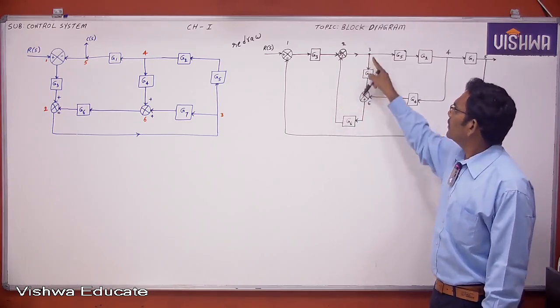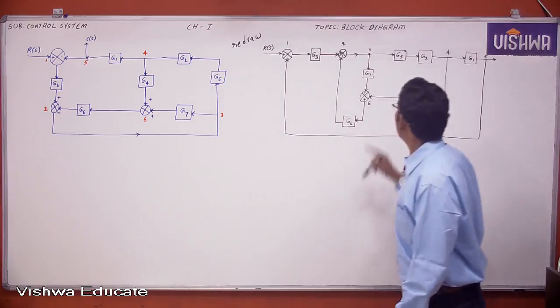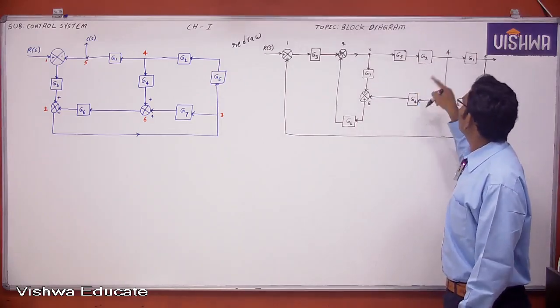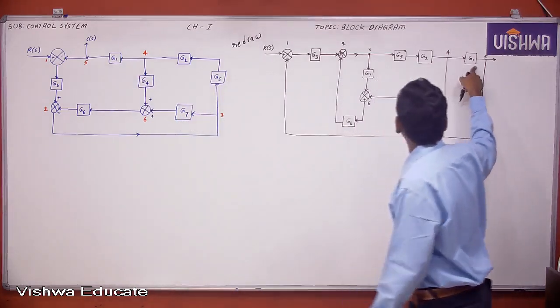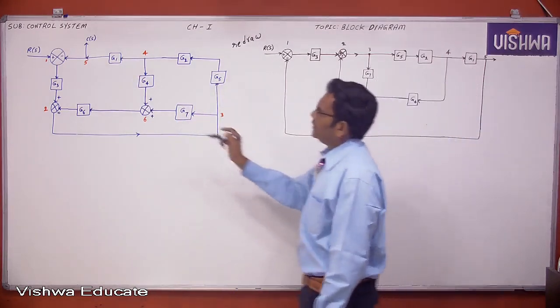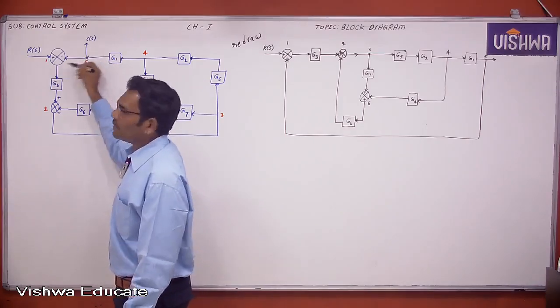Now remaining the same. 3 to 4. Where is 3 to 4? 3 to 4, a forward path. Direction is important. Next 4 to 5. 4 to 5 is also a forward path, G1. Next 5 to 1. See here, this is important. This is 5. This is 1. 5 to 1 there is a negative feedback.